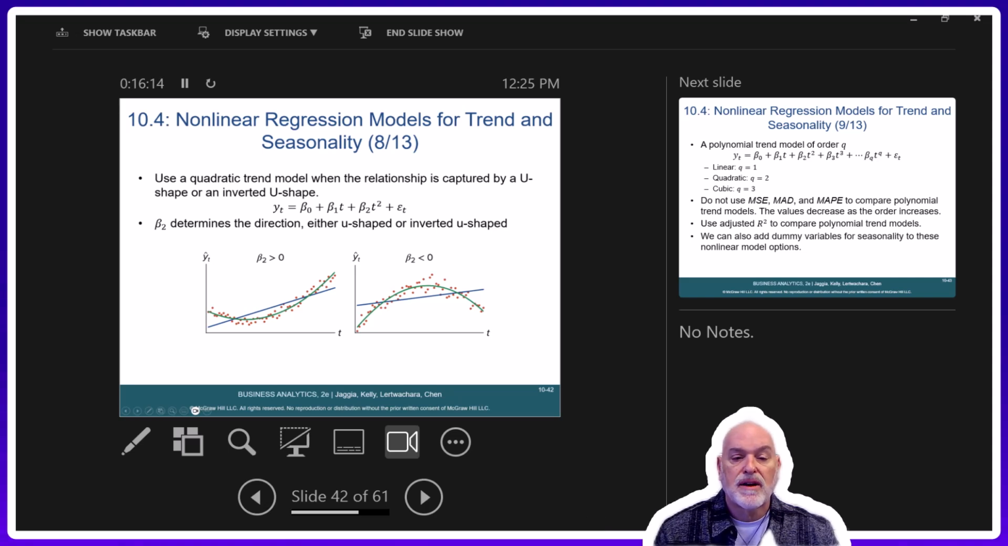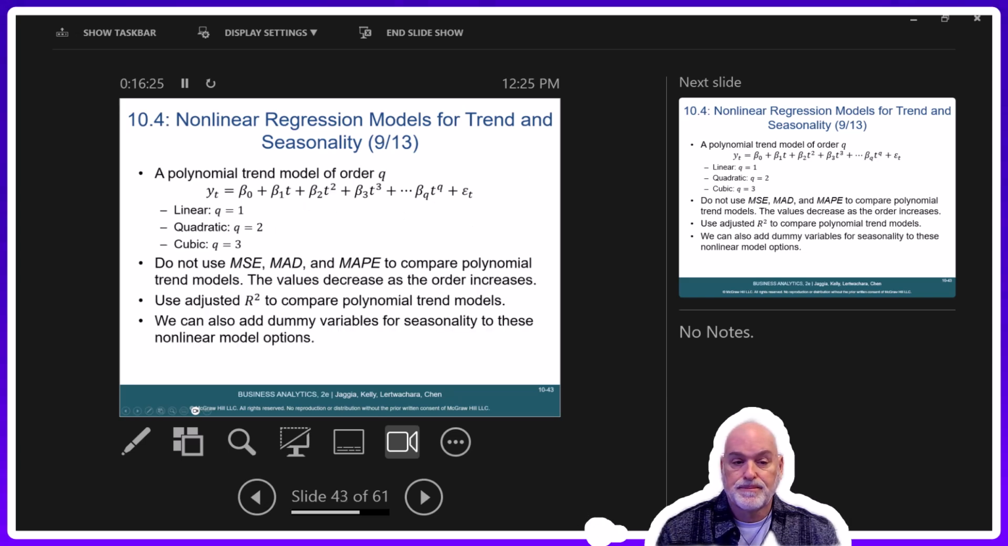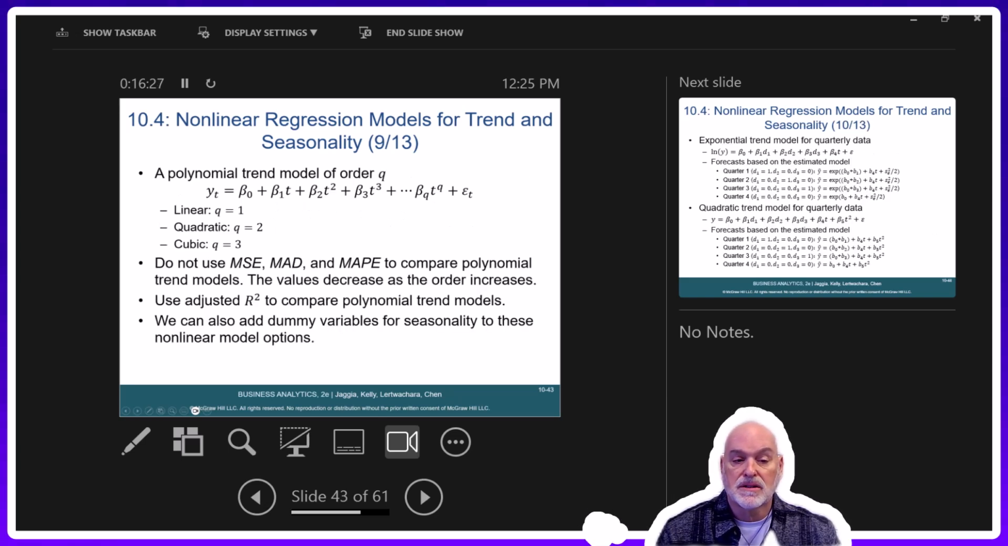Use a quadratic trend model when the relationship is captured by a U-shape or an inverted U-shape. Beta sub 2 determines the direction, either U-shaped or inverted U-shaped. A polynomial trend model of the order q. Do not use MSE, MAD, and MAPE to compare polynomial trend models. The values decrease as the order increases. Use adjusted R-squared to compare polynomial trend models.